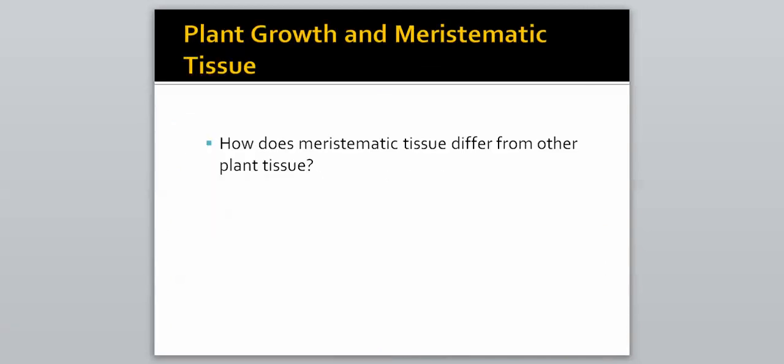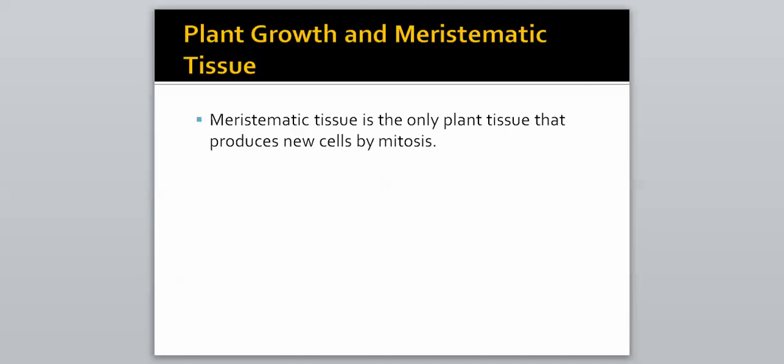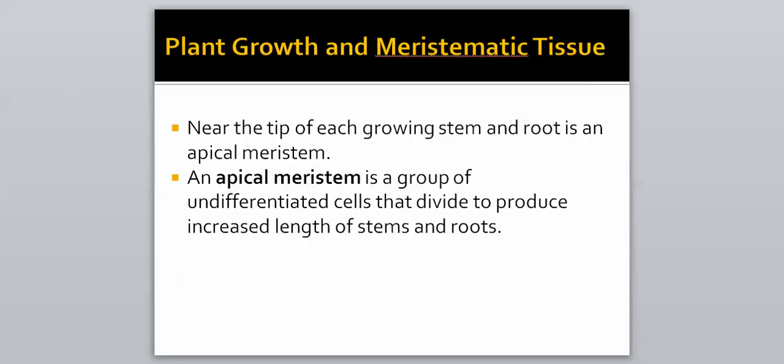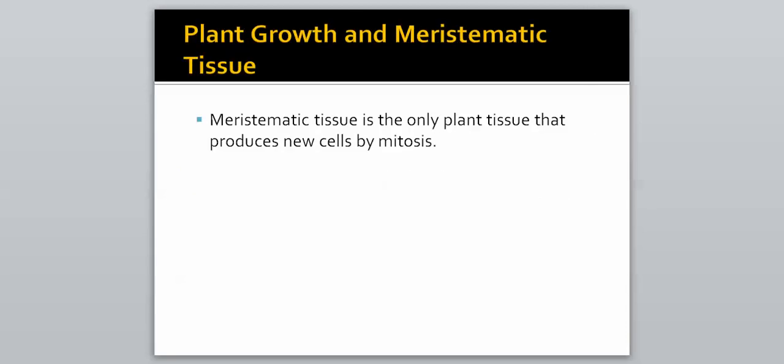And then we're going to look at how meristematic tissue is different from the rest of the plant tissue. Just the last one. It is the only plant tissue that produces new cells by mitosis. So just remember, meristem is different because it uses the process of mitosis, and it's going to be the one that gives rise to all the other ones. It's undifferentiated. So I know there's a lot of complicated words there, so if you have any questions, write them down and let me know.